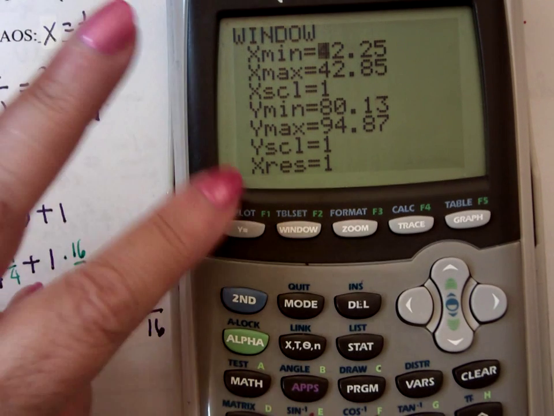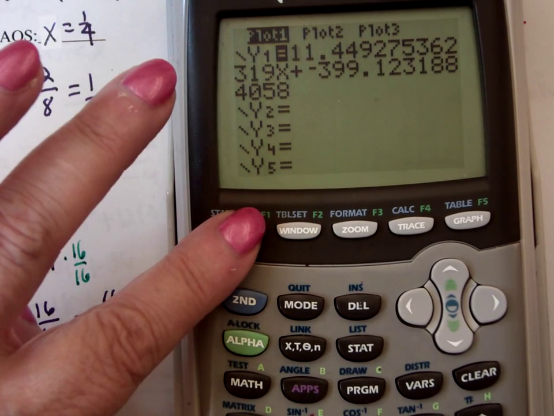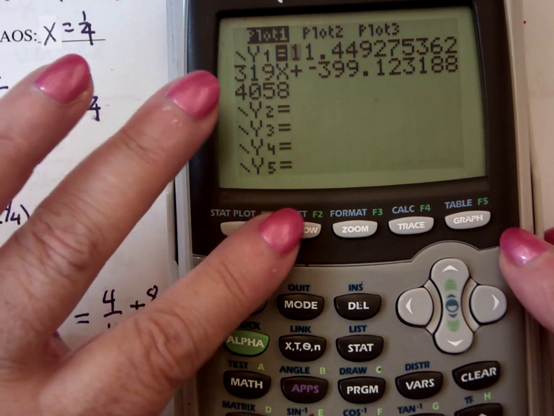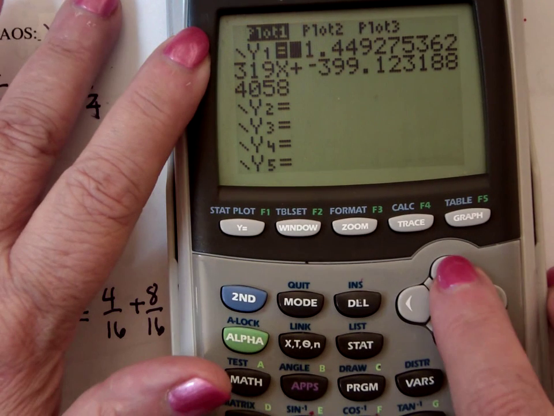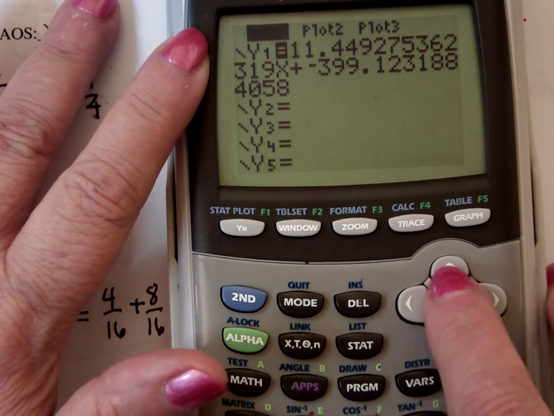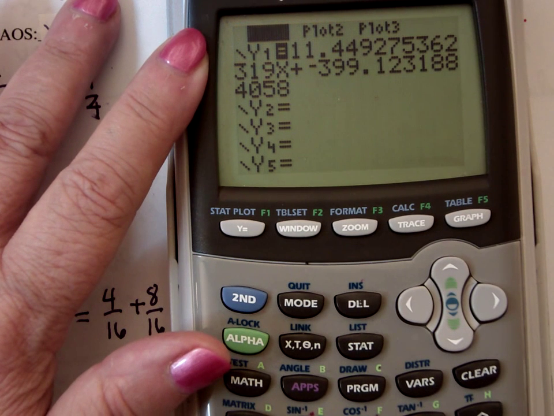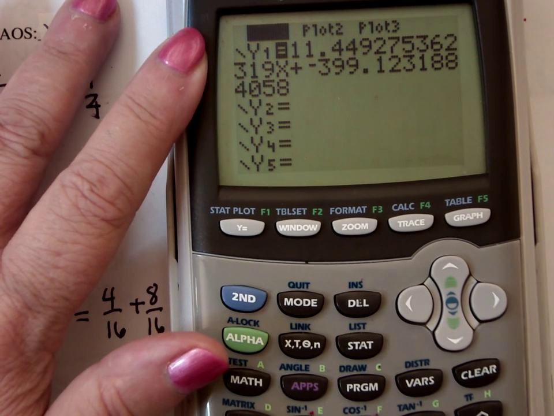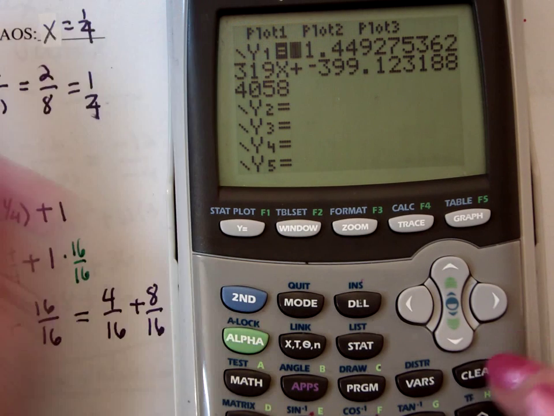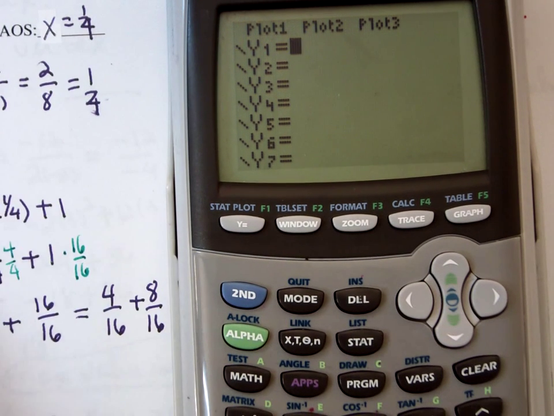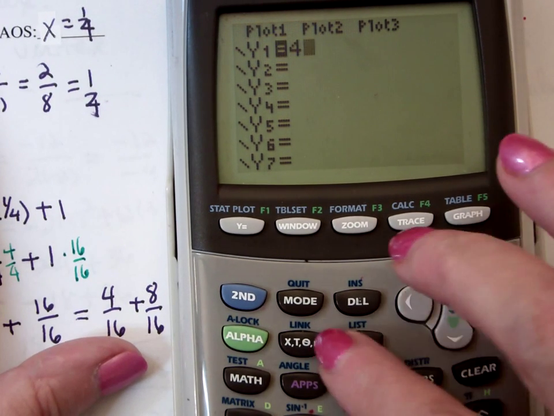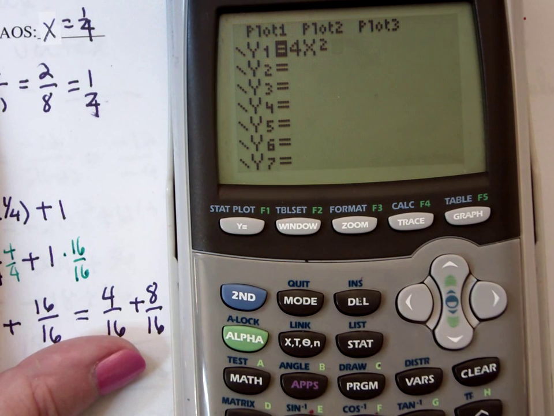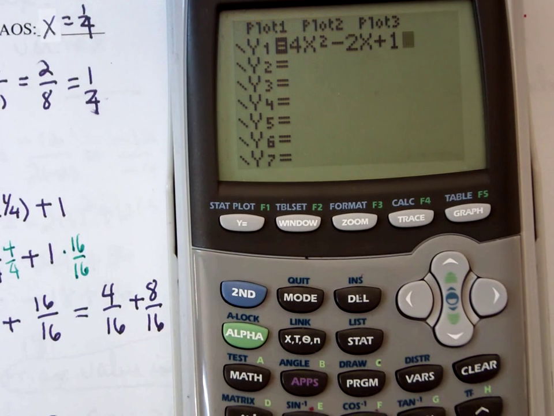And that says x equal allows me to put in my formula. And notice I have my plots turned on, so while I'm there, I'm going to turn it off. And what am I going to enter? I'm going to clear y1, and I'm going to enter my formula: 4x squared minus 2x plus 1. And I'm going to graph that.